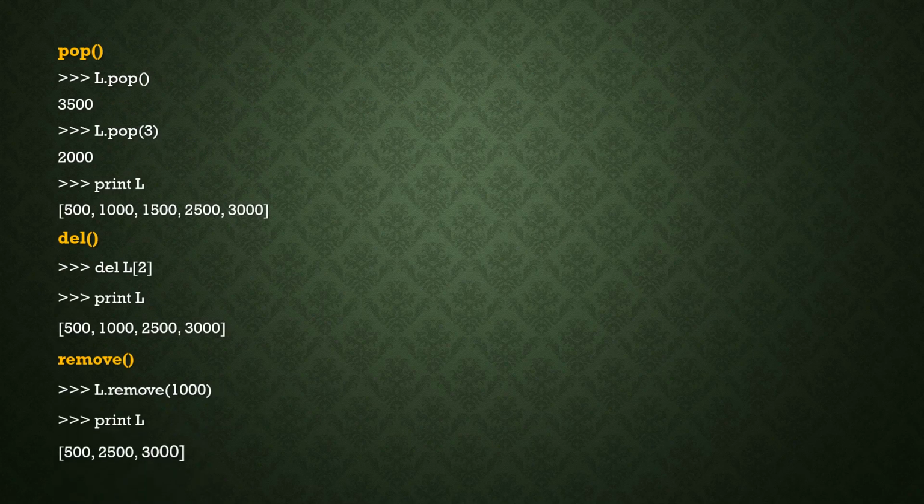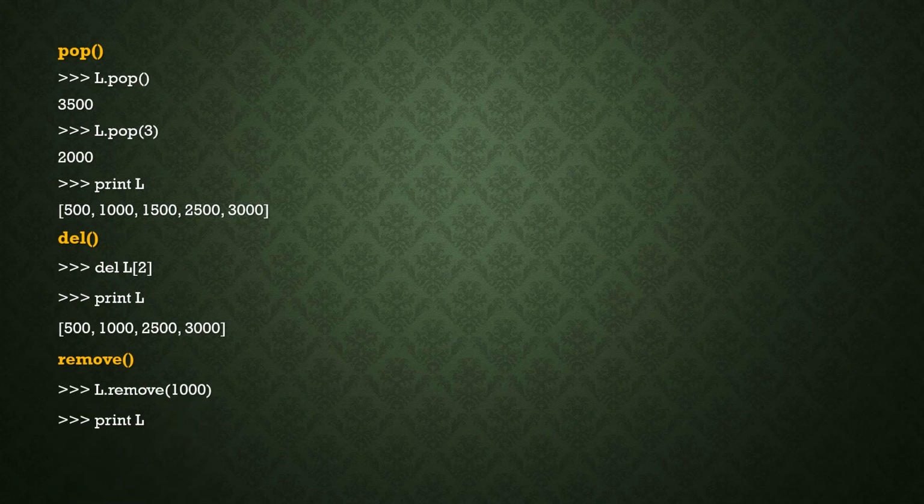L.pop, that means pop operation, that is to remove an element. So you are going to remove the last element inserted. The last element inserted previously is 3500. 3500 will be deleted, or we can specify the index value also.